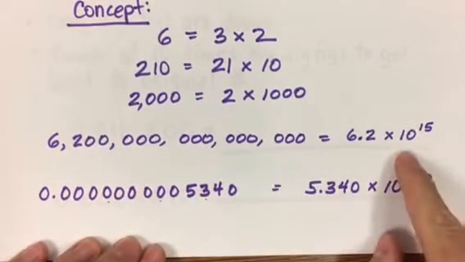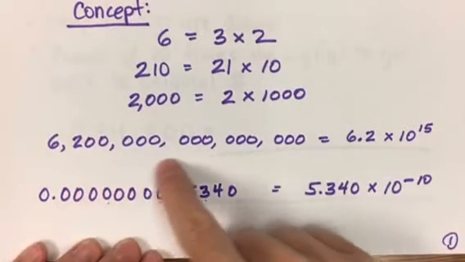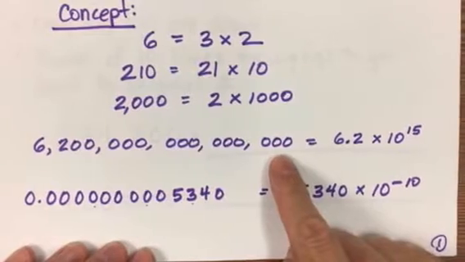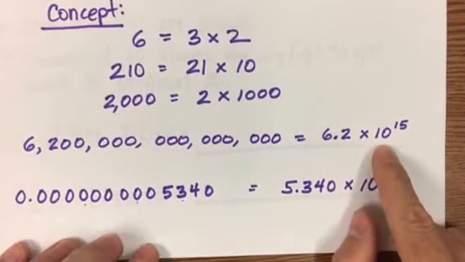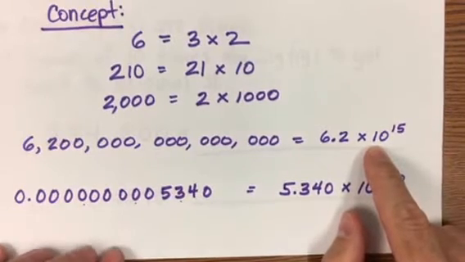And this is just a quick example of scientific notation. This extremely large number, which I'm not even going to try to pronounce, could be written as 6.2 times 10 to the 15th power. That is an example of scientific notation, and I'll explain the different parts of it and make sure you understand how to do it in just a second.